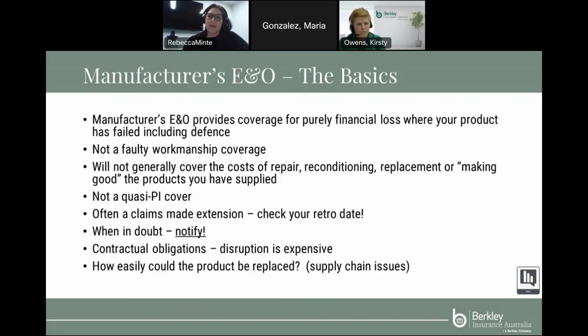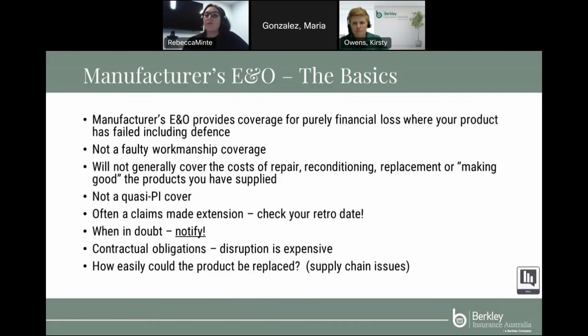Another major importance of the manufacturer's E&O extension is the fact that it is a claims-made extension. I appreciate that a lot of you may not deal with PI on a regular basis, so what do we mean when we say it's a claims-made extension? A claims-made extension requires that a claim is notified during the period of insurance. So if you're dealing with a client on a renewal and they have an E&O extension in place on their general liability policy, you need to have that conversation with them to see if there are any complaints they've had from customers or situations with products that could result in a claim.